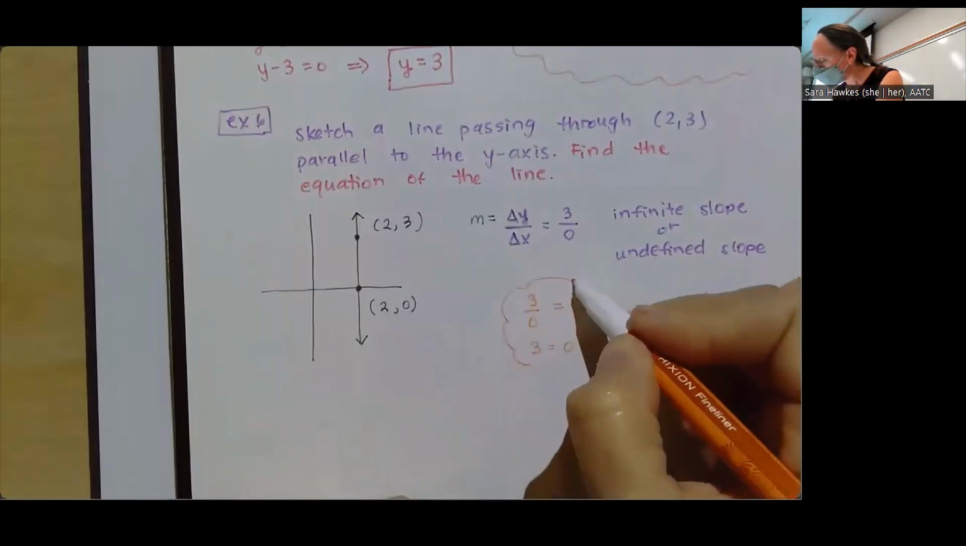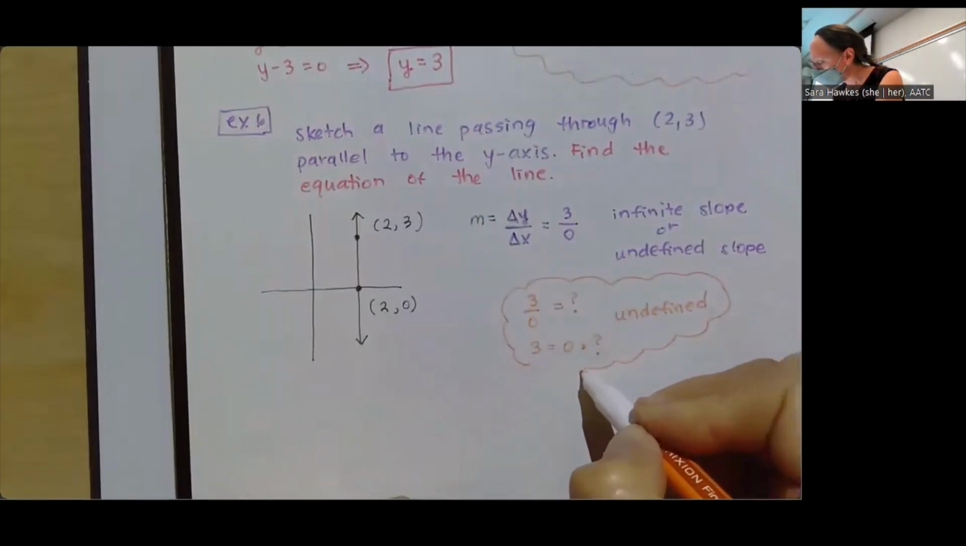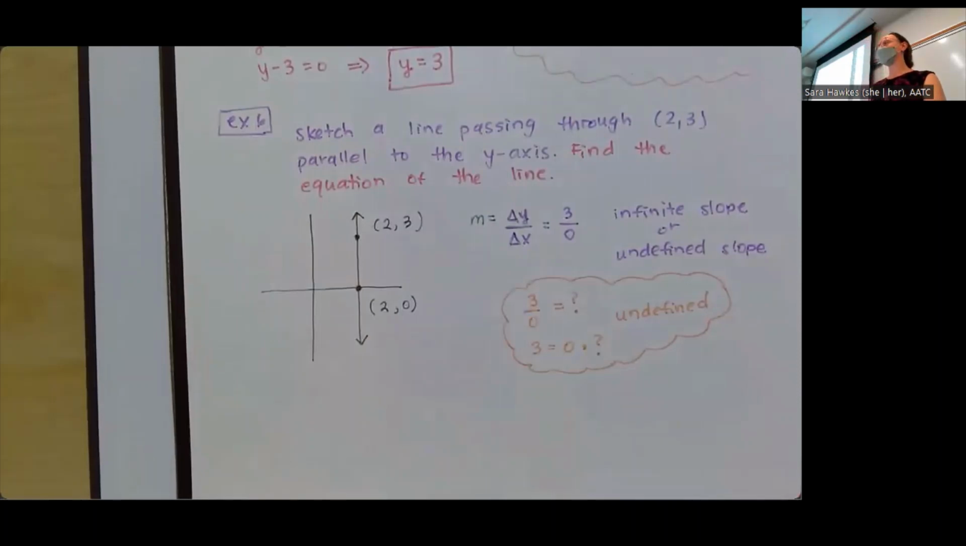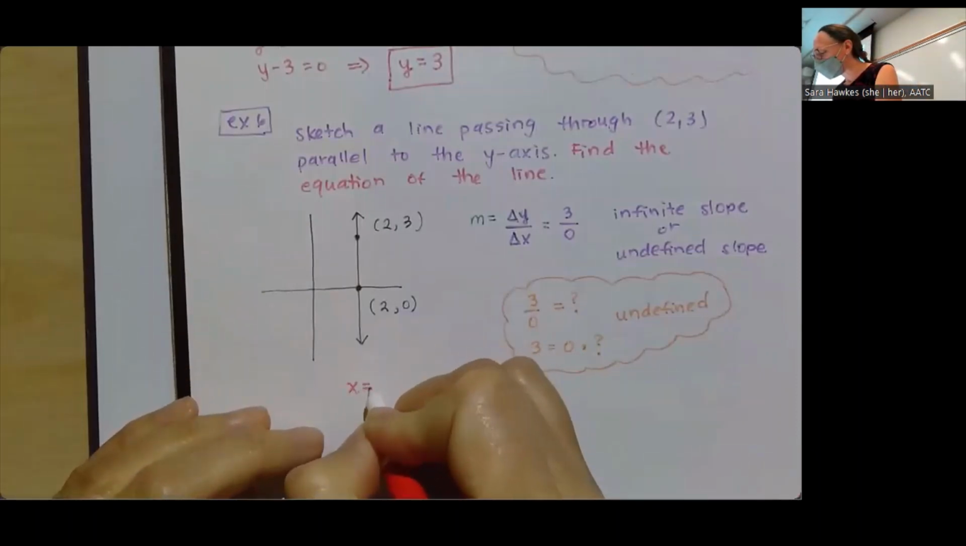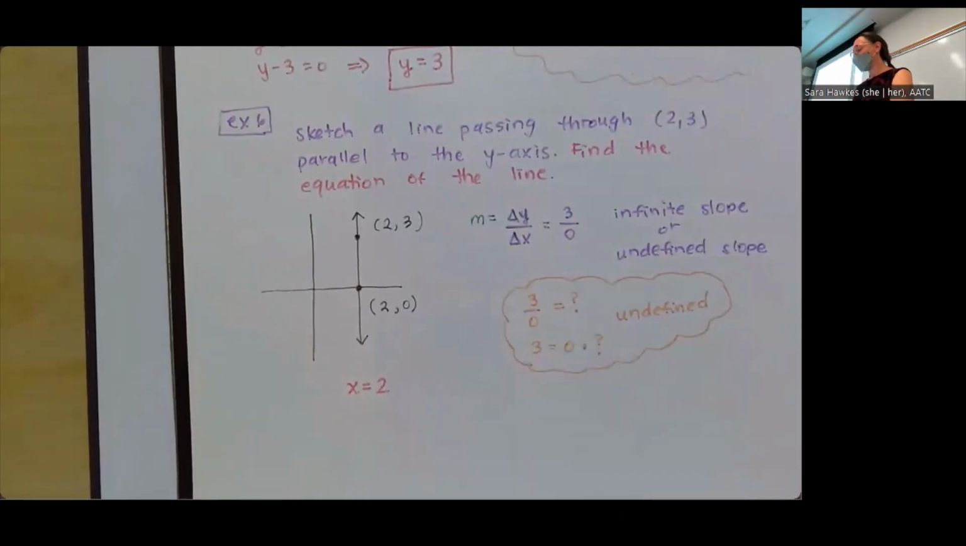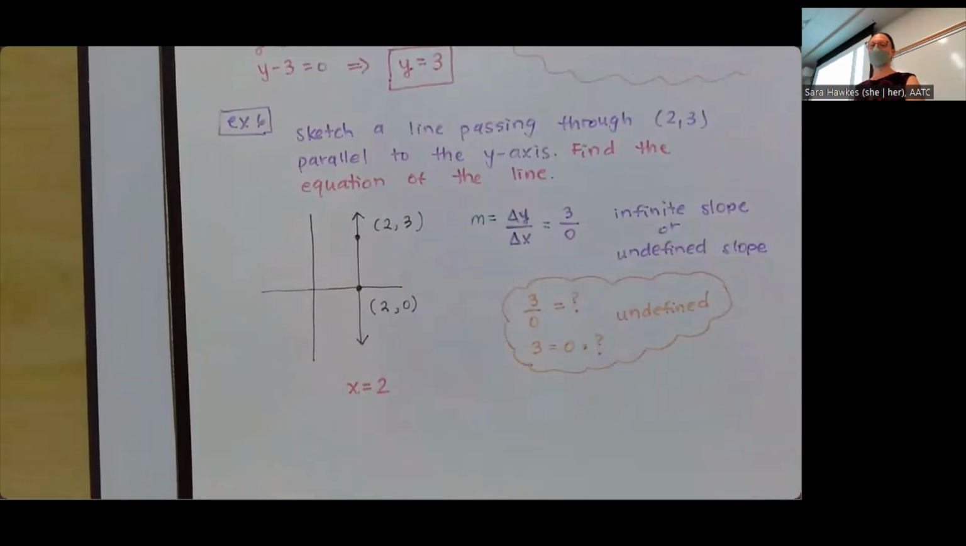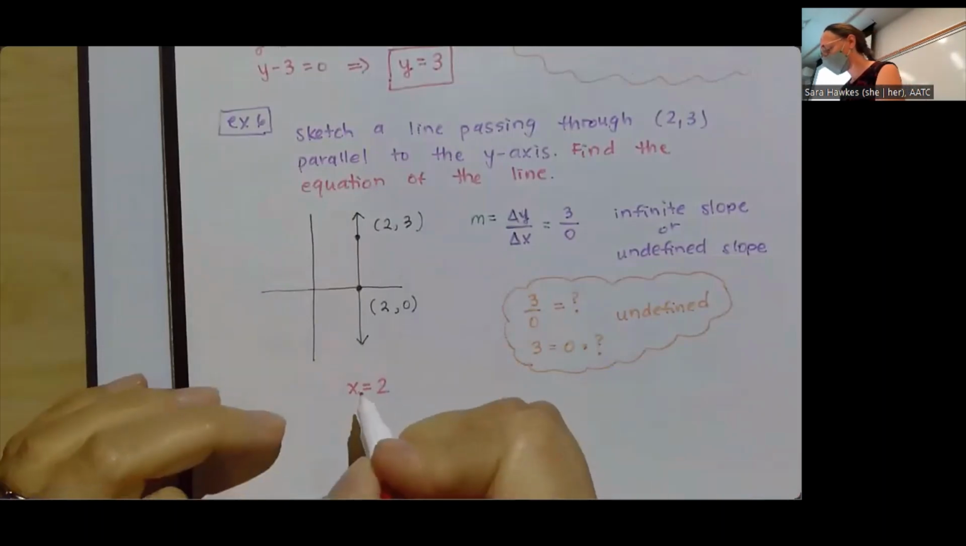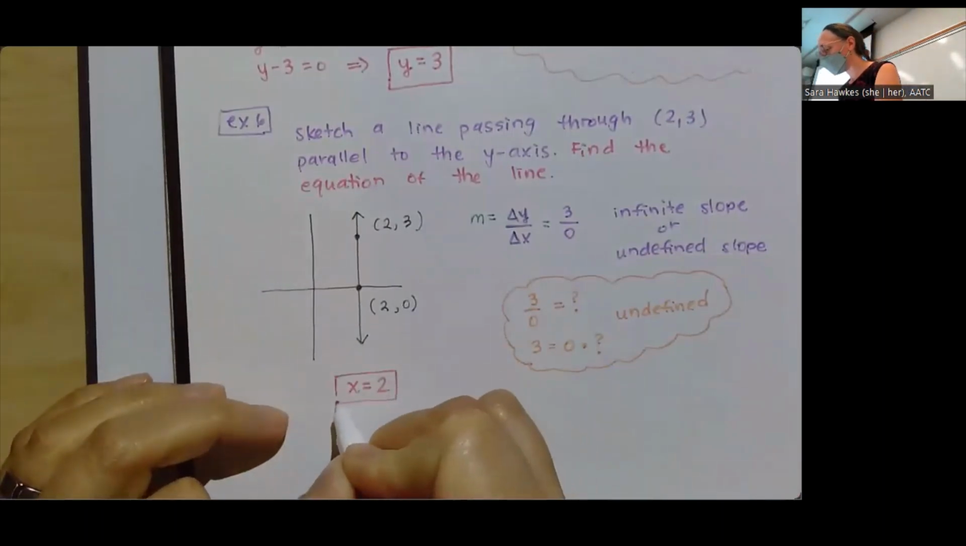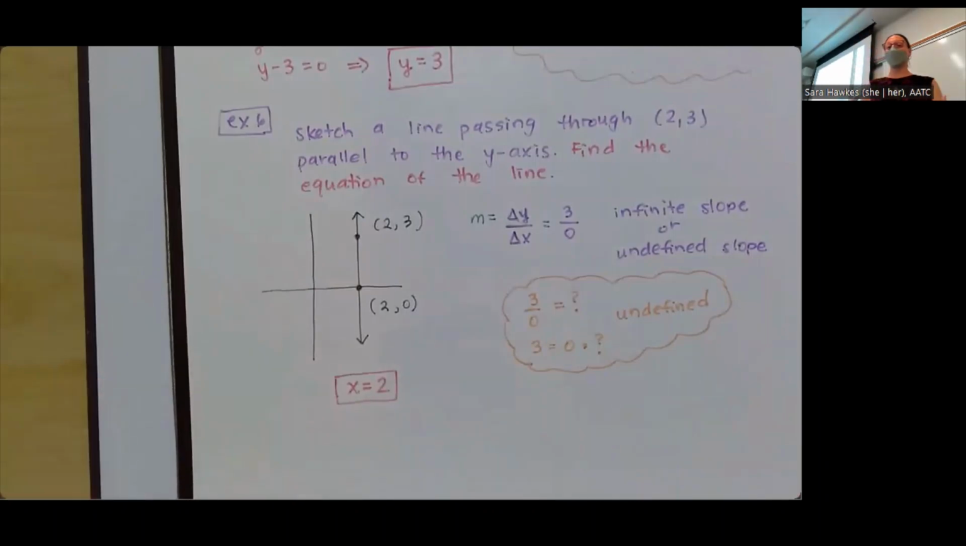As a little preview of coming attractions for calculus, when we get a number divided by 0, we don't get to quit. We've got extra tools to deal with the number divided by 0. When I go to write the equation of this line, this is going to be x equals 2. Because everywhere on this line, the x coordinate is 2, regardless of what the y value is. So for a vertical line, my equation is going to look like x equals something.